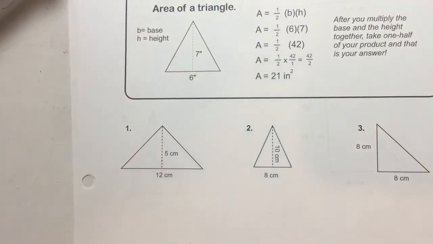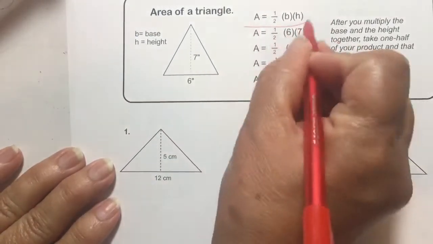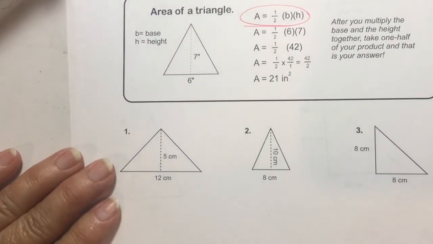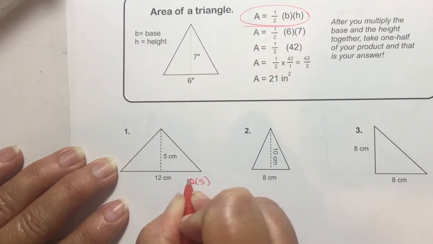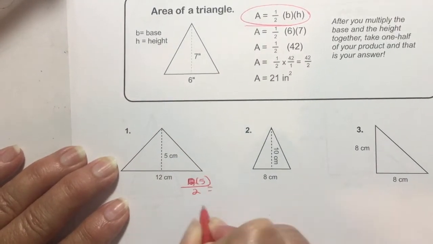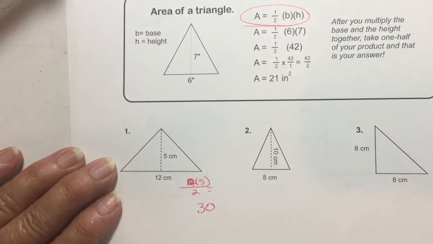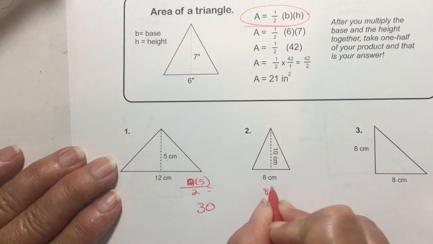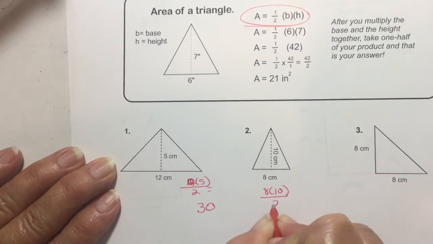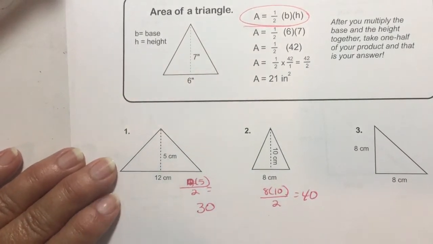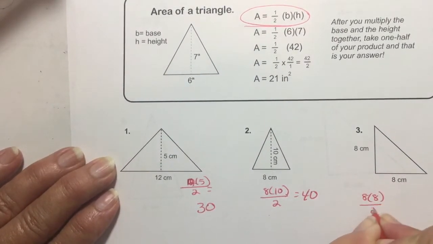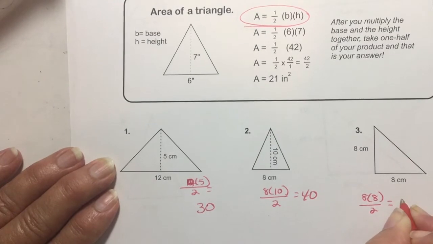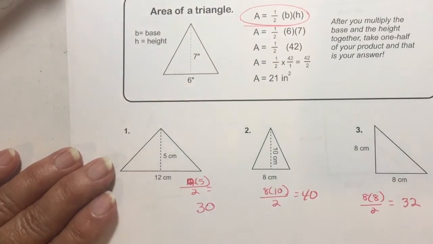Okay, all of these are triangles. Base times height divided by 2, or 1/2 base times height. For number 1, 12 times 5 is 60 divided by 2 is 30 square centimeters. For number 2, 8 times 10 is 80 divided by 2 is 40. For number 3, 8 times 8 is 64 divided by 2 is 32.